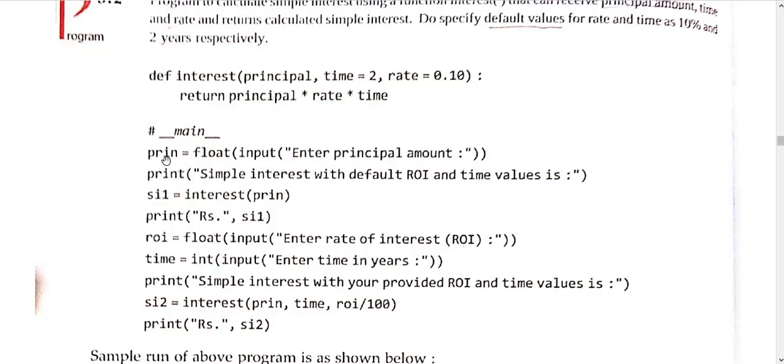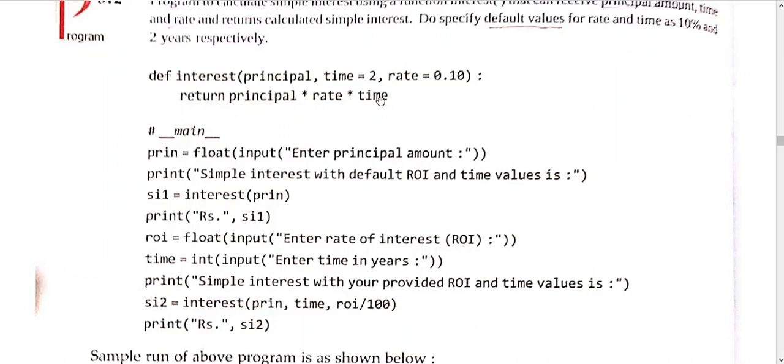Whatever prin has been containing, that will be passed to this interest function. Here principal will get this value. Why has only one argument been passed? Because for the other two, it is assumed that the default arguments will be used. So just the principal value that the user has entered is passed here, and when this function call appears, it has to go to the function definition. It will come here, pass whatever value it has collected from the user to the principal variable, and 2 and 0.10 will be used to calculate this return value.